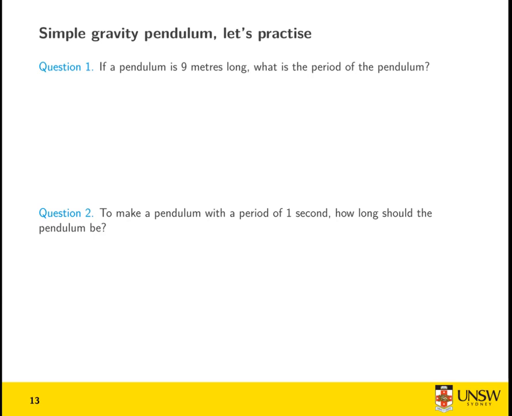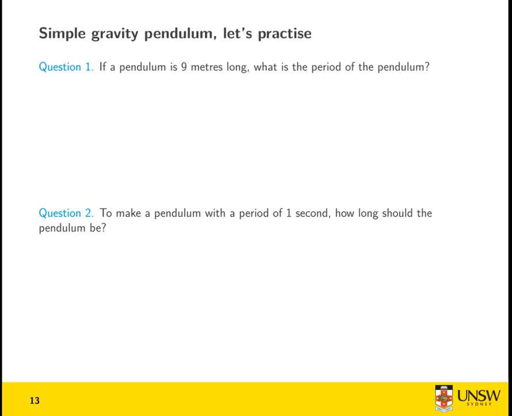We will now use the results that we have established. Question 1. If a pendulum is 9 meters long, what is the period of the pendulum? Because indeed, maybe you've noticed that if you take a really long rope, then the oscillation will be long and slow. If you take a smaller one, it would be much faster. So indeed, knowing the length of the rope should be enough to tell what the period is.